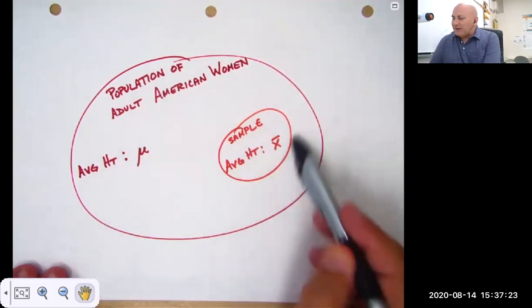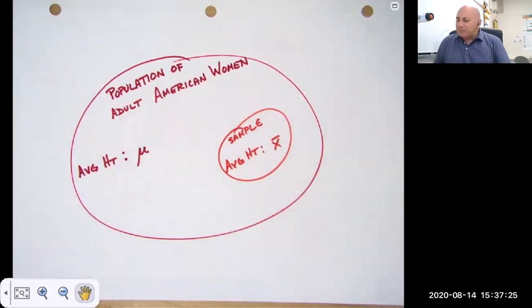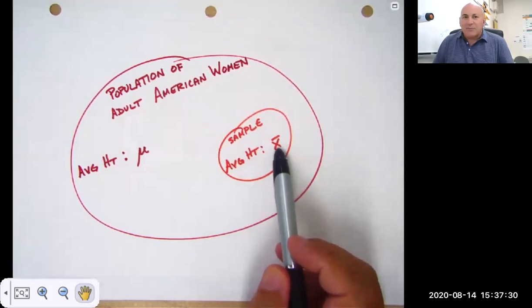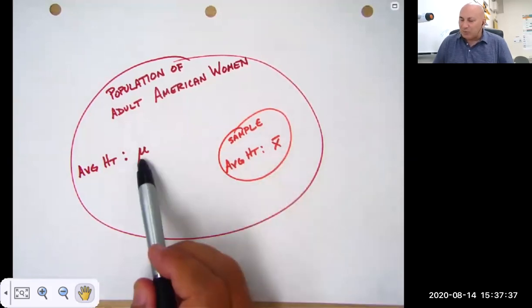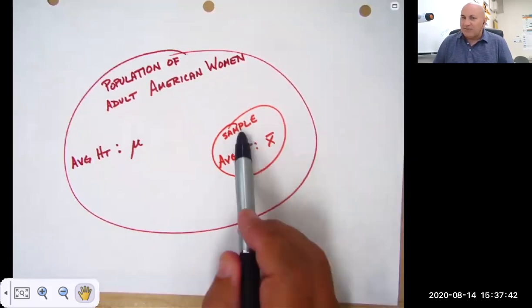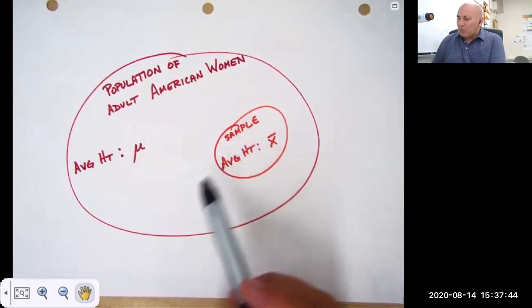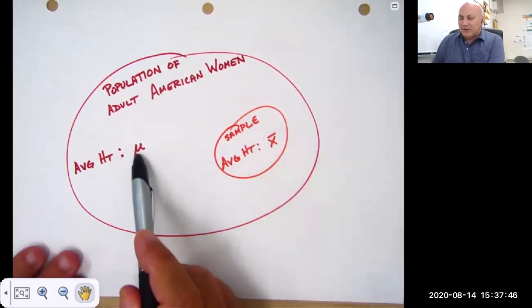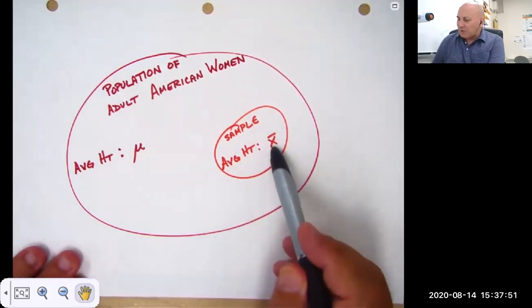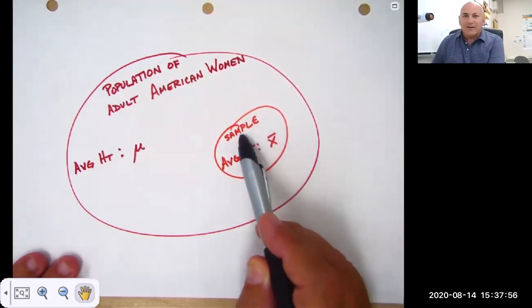If over here I take a sample of adult American women, that average height we're going to represent with this symbol called X bar. And X bar is always an average, just like mu is always an average. But it's the average height of this sample. So mu is a parameter. It's a number that's describing the entire population. X bar is a statistic. It's a number that's describing the sample.